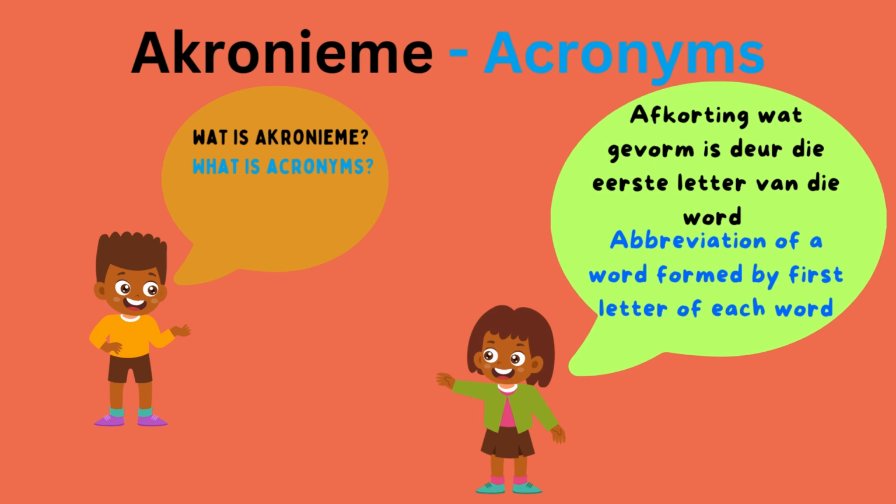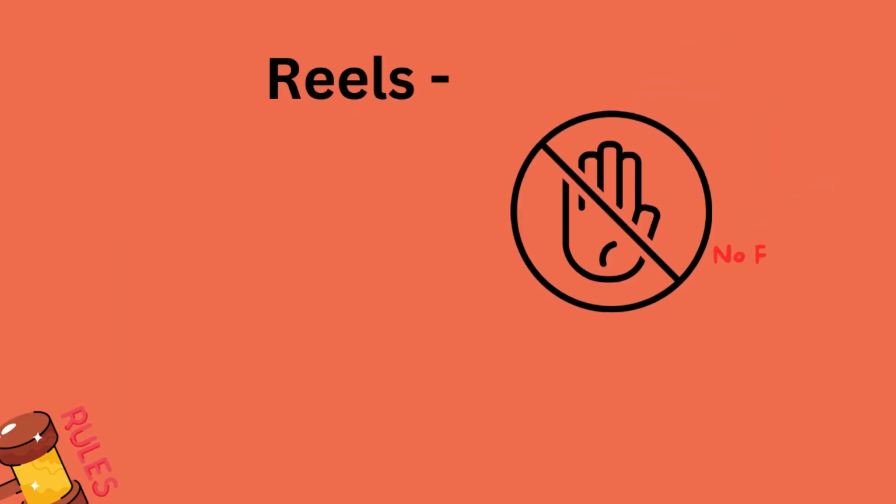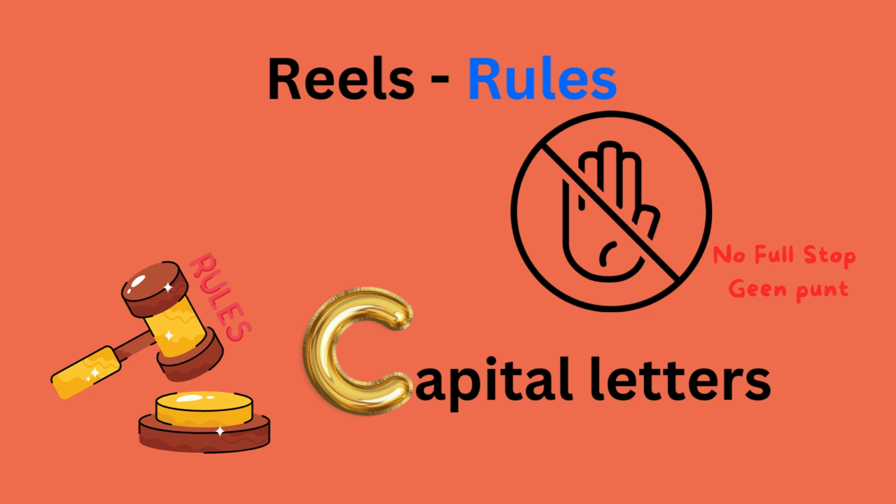By now you might be asking yourself, how do you differentiate between abbreviations and acronyms? Now, remember what I said? Afrikaans is easy. You just need to apply the rules. So let's have a look at the rules for acronyms. The rules for acronyms is you don't have to use a full stop. Geen punt. Jy gebruik geen punt. No full stop. And the acronyms are written in capital letters. So no full stops and it's in capital letters.